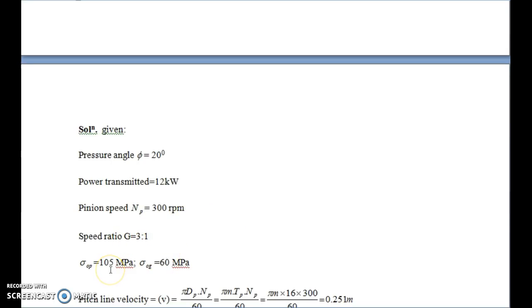And the material of the pinion and the gear having allowable stress: sigma OP, the allowable bending stress for the pinion, equal to 105 megapascal, and sigma OG, the allowable static strength for the gear, is equal to 60 megapascal.